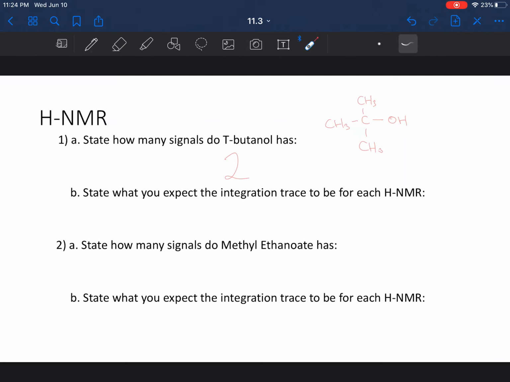Okay. Now remember we talked about integration trace. Integration trace pretty much just talks about the ratio of these hydrogens. Since there are 2 environments, there are going to be 2 numbers, right? And what is the ratio of these 2 numbers? Well, this looks like there are 9 of these guys, so it would be 9 to 1, because there's only 1 of these guys. All right. So that's how you do integration trace.